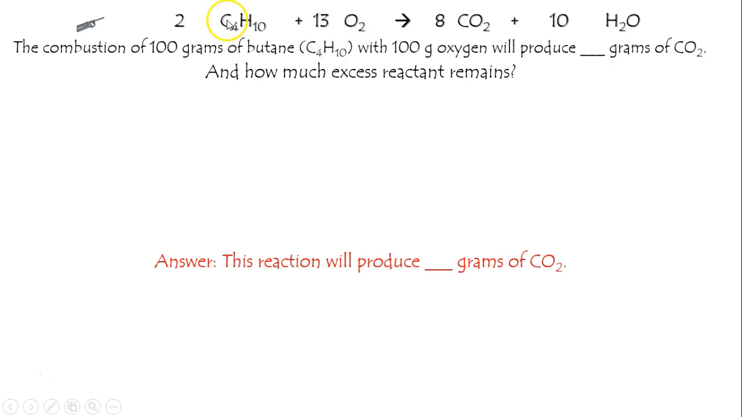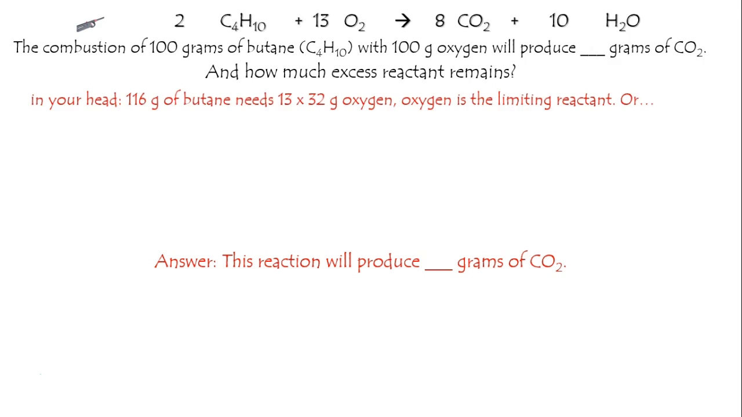And for this one, for every 116 grams, that's 2 moles of butane, 2 times 58, where the 58 came from the 48 for the carbon and the 10 for the hydrogen, will require easily in excess of 300 grams of oxygen. Since even 10 moles would be 320 grams, we do not have enough oxygen. It is the limiting reactant, and I'd recommend that you only figure out how many grams of carbon dioxide will come from the grams of oxygen. I will show you both ways just for completeness.